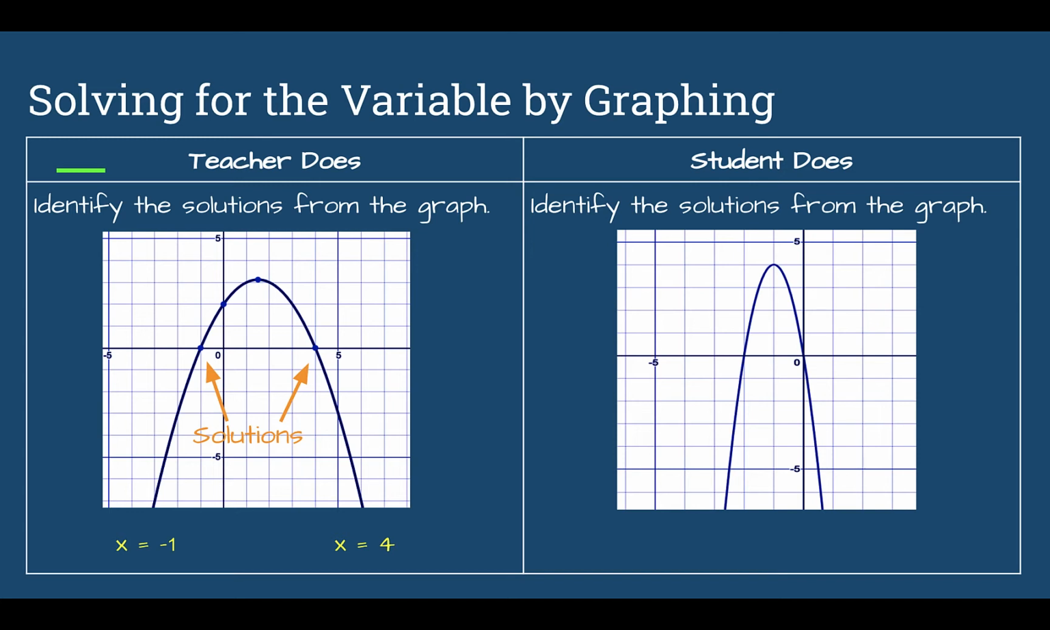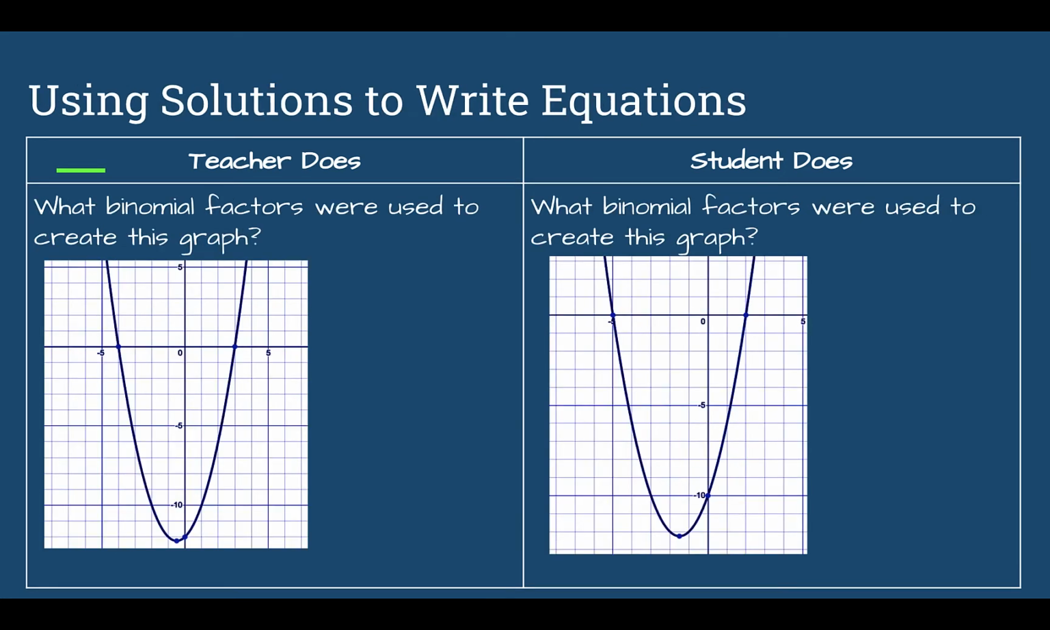Now it's your turn again. Pause the video and identify the solutions from this graph. Let's check. You should have got x equals negative 2 and x equals 0. Those two places where it crossed are your solutions. In this next example, we're going to use some reverse thinking, using the solutions to figure out the equation that might have been used to graph and create this parabola.